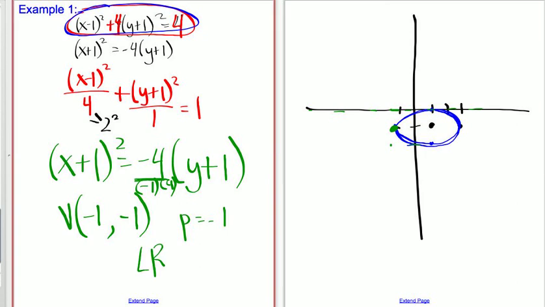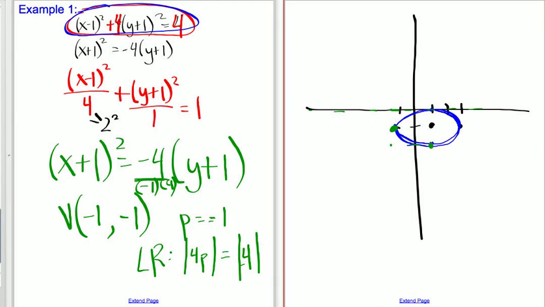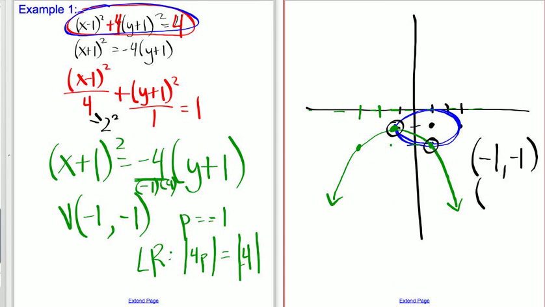My latus rectum has a length of 4p. Since p is -1, it's going to have a length of 4. So absolute value of -4 is 4. So that means I'm going to go 2 to the left and 2 to the right. Now I have my parabola. And notice my 2 key points popped up. Here's one point, that's the solution, here's the other. So my 2 solutions to this system are (-1, -1), and then this other point, which was at (1, -2).